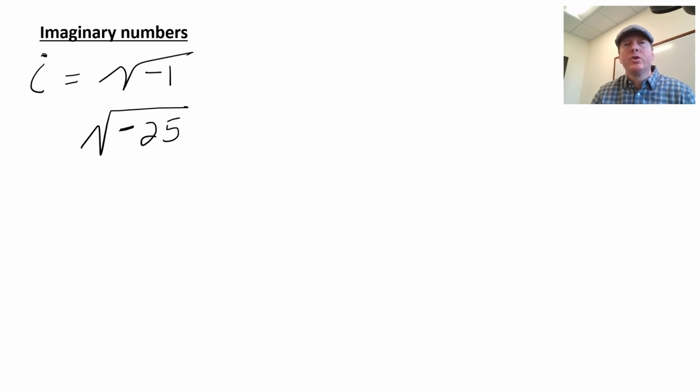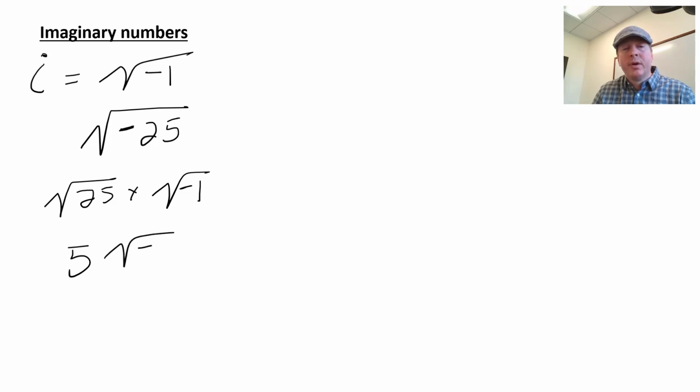Let's talk about imaginary numbers. If I were to write i, you'll see the letter i equals the square root of -1. Well, negative numbers don't have real square roots. It's an imaginary number. So let's look at this a little bit. Suppose you were asked what is the square root of negative 25. How could you rewrite that? Well, that's the same thing as the square root of positive 25 times the square root of -1, which is 5 times the square root of -1, which is 5i. The square root of -1 is i.